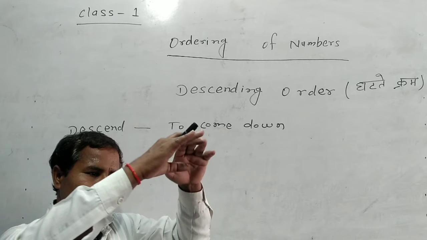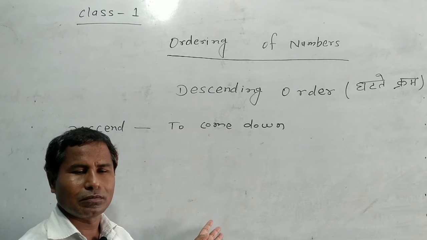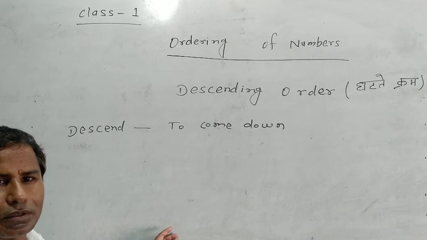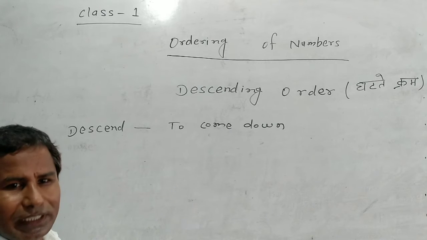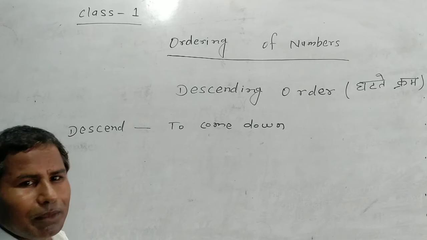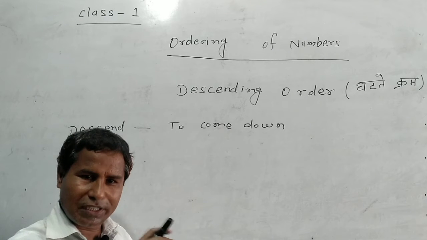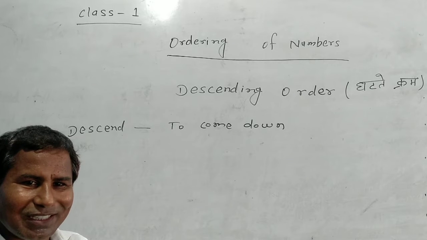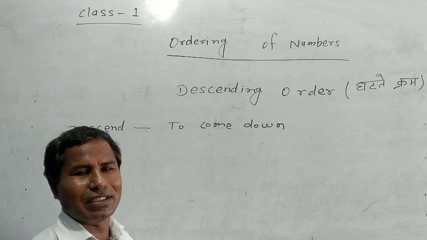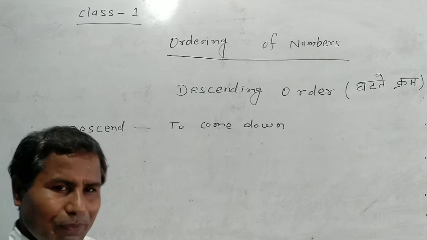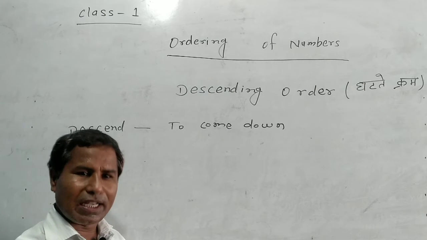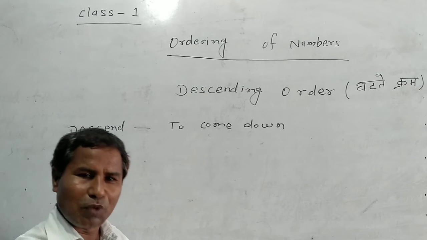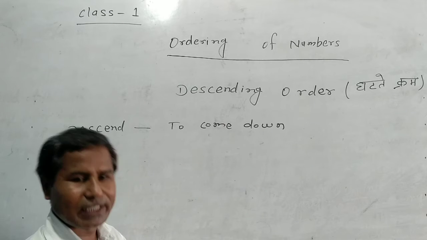whenever you come down from the roof, you put the first step on the highest stair. यानी जब आप छत पर से नीचे उतरते हैं तो सबसे पहले आप सबसे ऊपर वाली सीढ़ी पर स्टेप रखते हैं, उसके बाद फिर उससे नीचे वाली सीढ़ी पर स्टेप रखते हैं, उसके बाद फिर उससे नीचे वाली सीढ़ी पर रखते हैं. In this way, at last, you put the last step on the lowest stair.